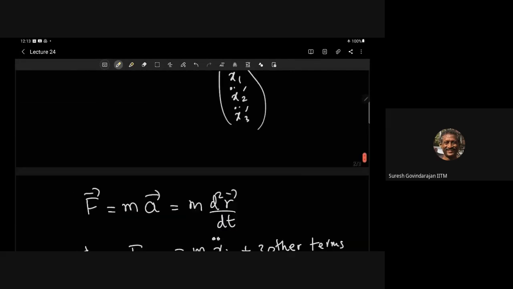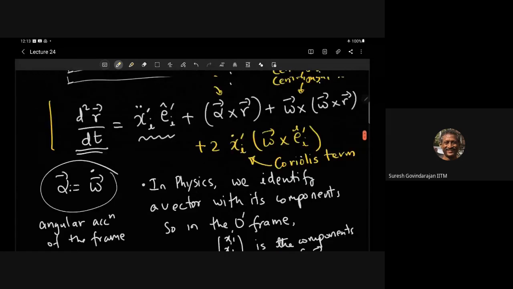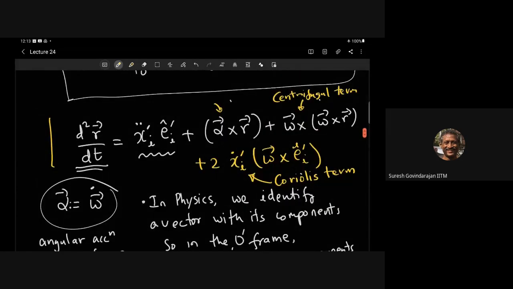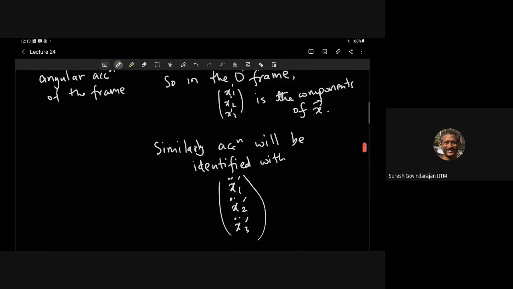So is this clear? What is going on? So we get 4 terms, 3 more than what we would have expected. Any comments? Okay. So now what we will do is illustrate.